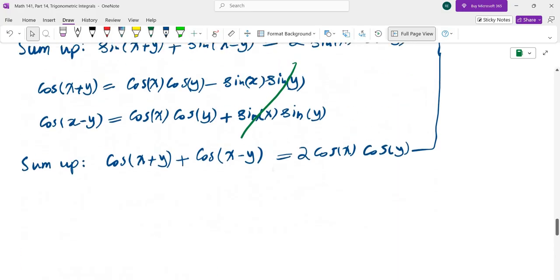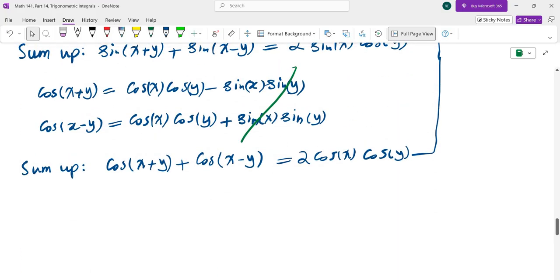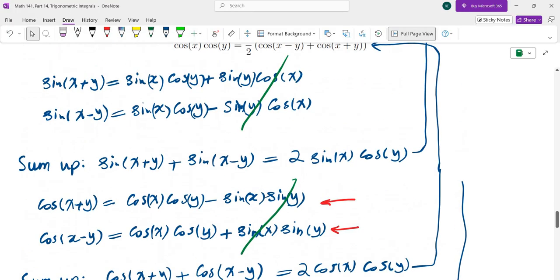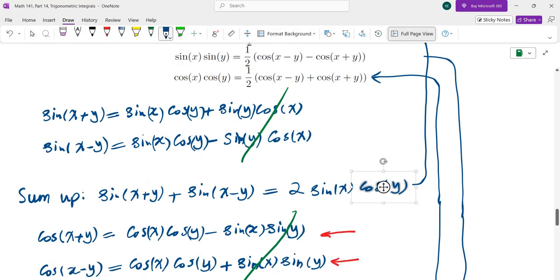And then we can do the same thing by subtracting these. If you subtract them, you end up with cosine of x minus y minus cosine of x plus y. So if you take the bottom one and subtract the top one from that, you would get twice sine of x sine of y. And this is the second identity that I wrote up there.